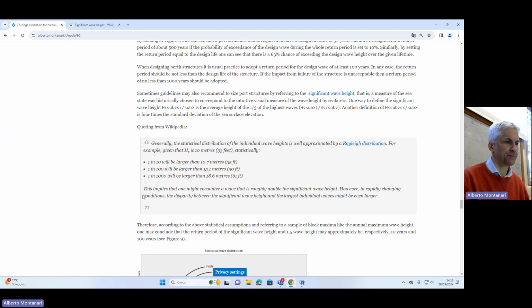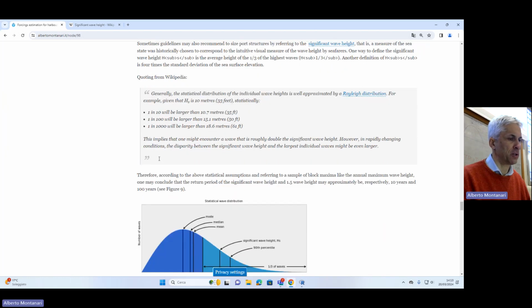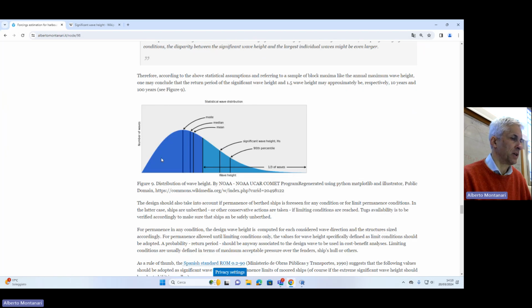Okay, so, quoting from Wikipedia, first of all, here you have a figure taken from Wikipedia, a given probability distribution of wave height. I use the log normal distribution. Actually, they are using here the Rayleigh distribution, which is widely used for modeling wave data.